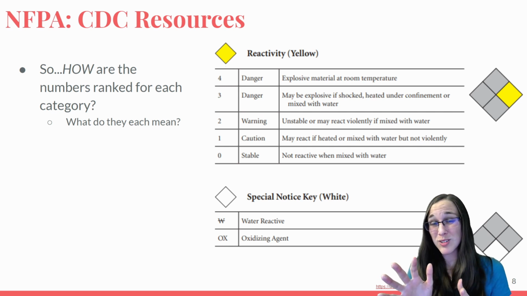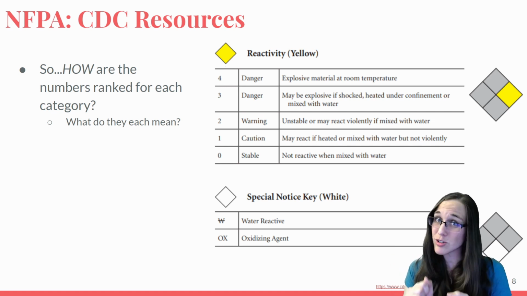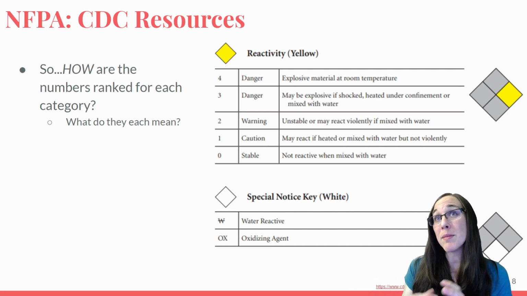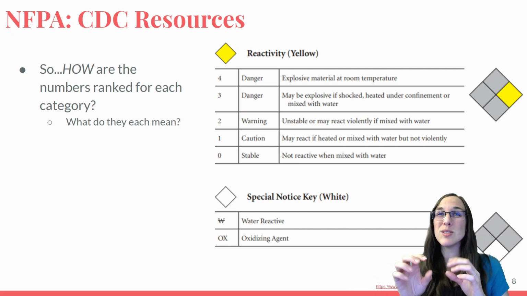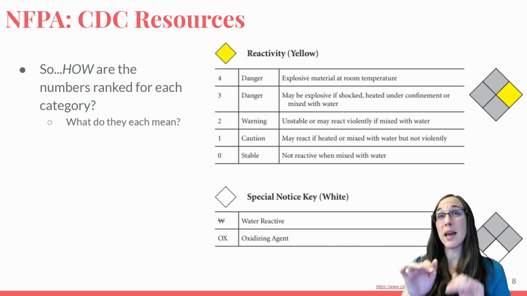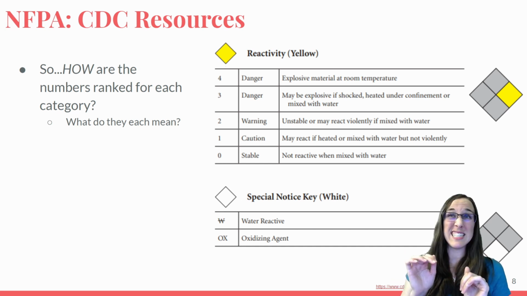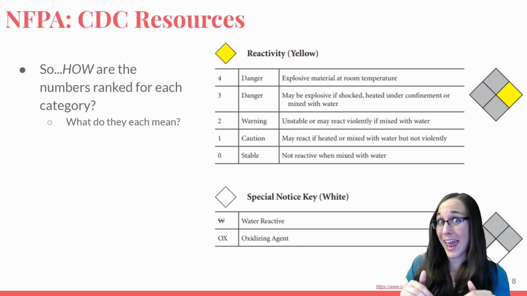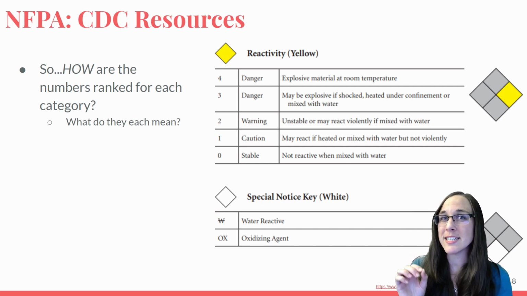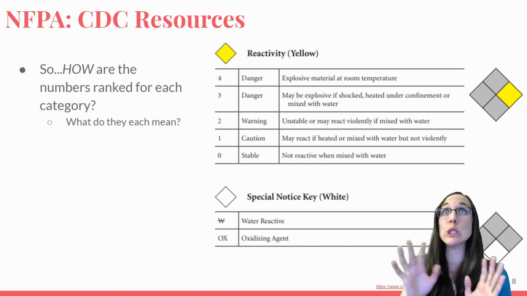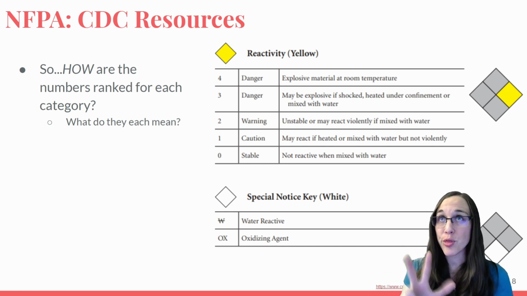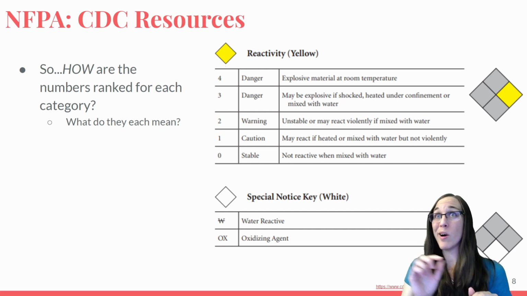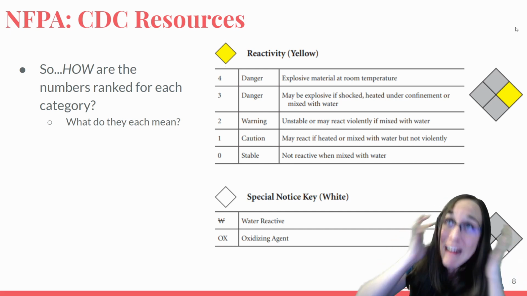3, danger. It might be explosive if you were to shock it with an electrical shock, like static electricity, or if you heated it in confinement, or maybe if you mixed it with water. So something is going to trip this chemical up. It's not very stable. So this is basically like you after having a really, really bad day and that one person says something sideways to you and you just lose it. That's like 3 reactivity. You're super unstable at that point and one little thing goes wrong and you explode.